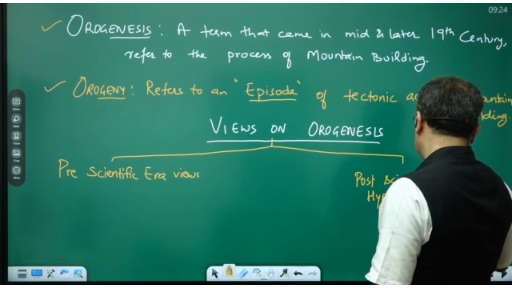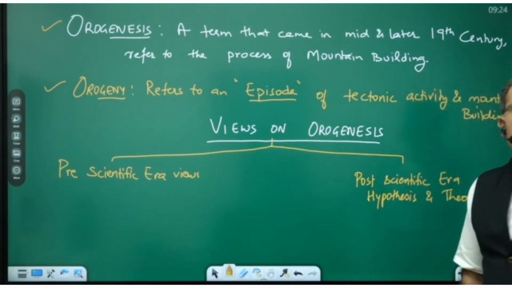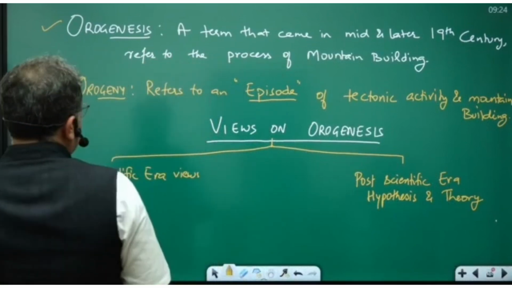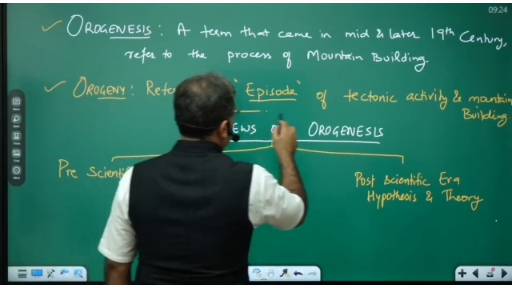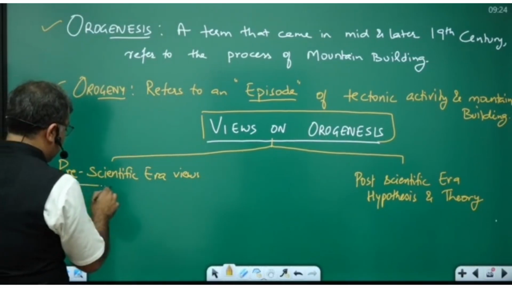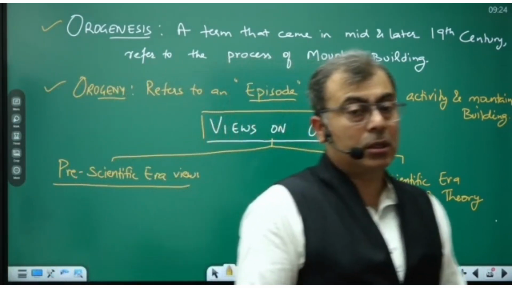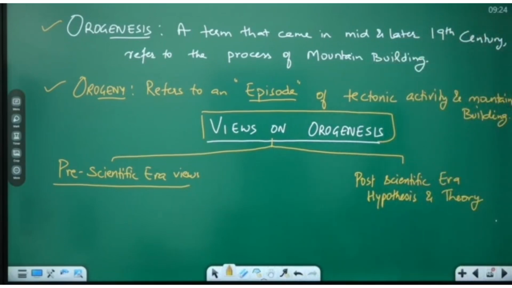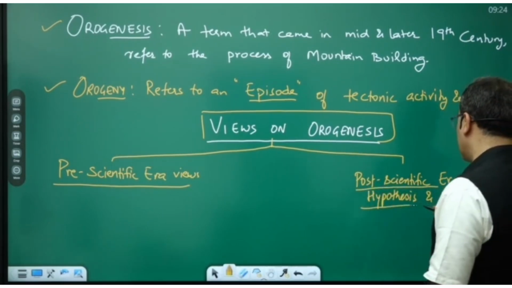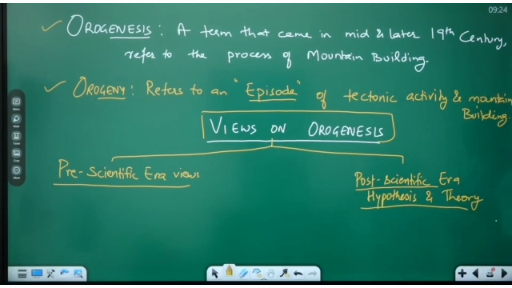Hypothesis and theory. So when science was not developed, whatever people thought about how mountains are created. So this is the pre-scientific era, when science was not so developed, so how would it be? They did not know much about what mountains are, how they are created, and it was a puzzle. Post scientific, yes, people had started knowing something about the earth, its formation, its dynamism, what it is. So that's what we are talking about.